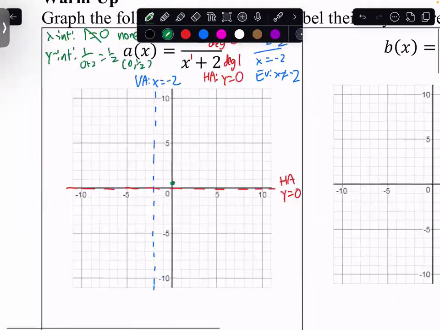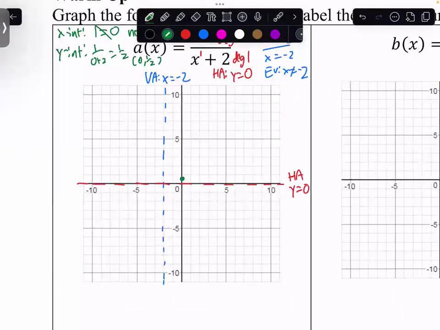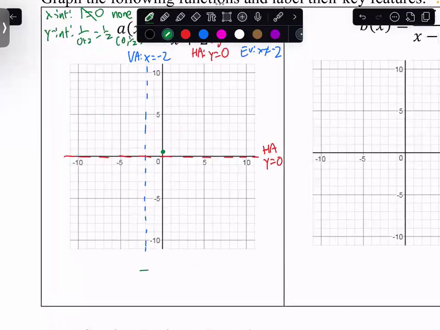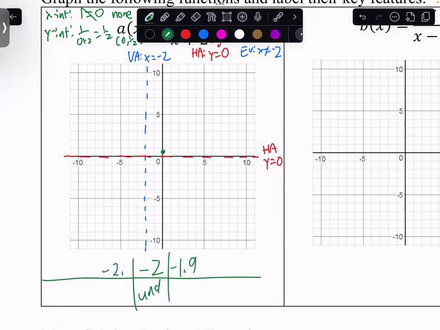Okay, and then now for the table of values. So -2, the excluded value should be like your center number. All right, that number itself is undefined, but 0.1 in each direction, a whole unit in each direction, and -10 and +10.